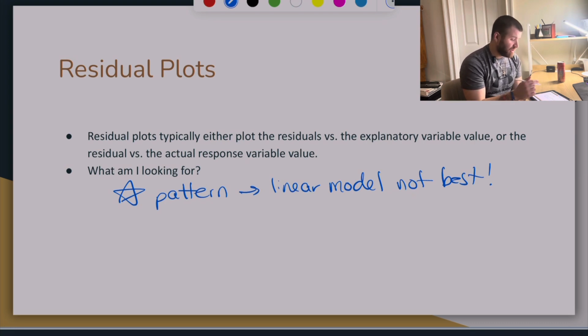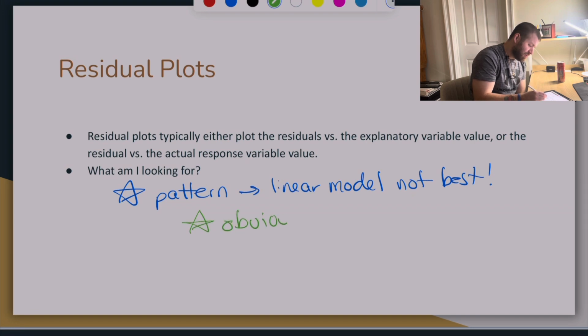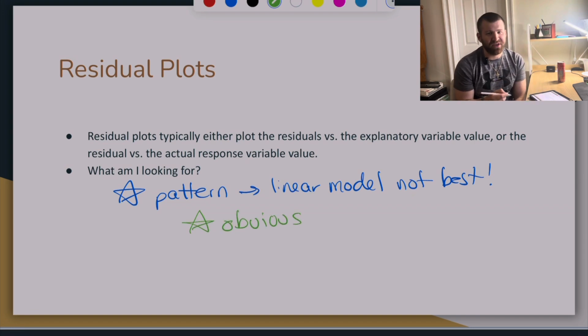Now, when I say a pattern, again, much like other things, this will be blatantly obvious to you. It'll look like a U. It'll look like a V. It'll look like a sine wave. It'll be such an obvious pattern that you will pick it out immediately. It's not going to be something where they ask you to nitpick at this little thing to determine if there's a pattern or not. It will be very, very obvious.